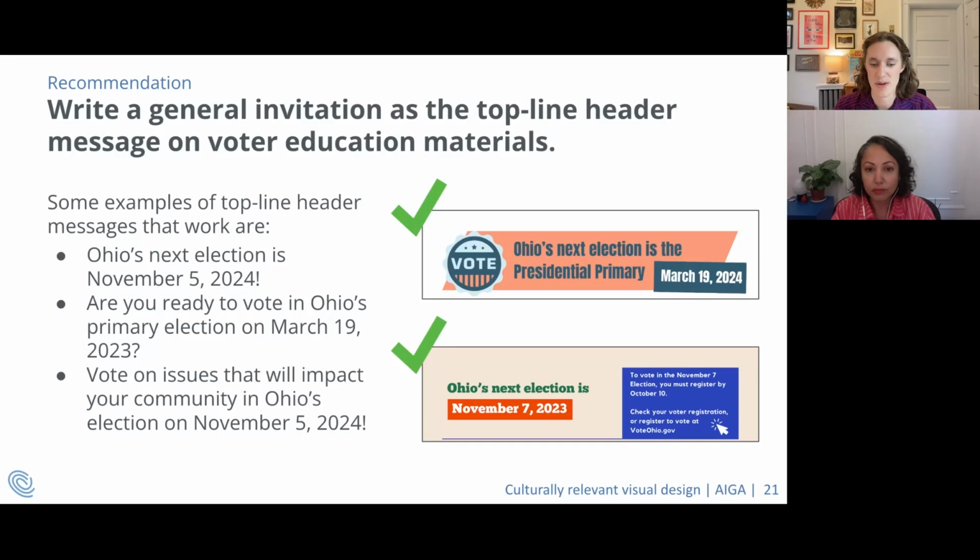Based on this insight, we learned that the first thing a voter should see on a piece of voter education material is a general invitation to vote. That specifically includes both the election day and the type of election. Starting with that general information right at the top of the material you're creating gets readers the information they need first without alienating them. An example of a top-line header message that worked well in our research was, "Are you ready to vote in Ohio's primary election on March 19th, 2023?"